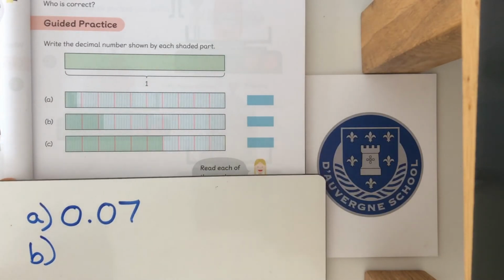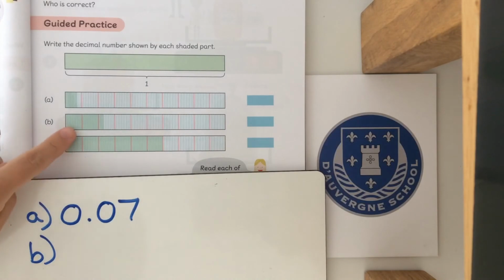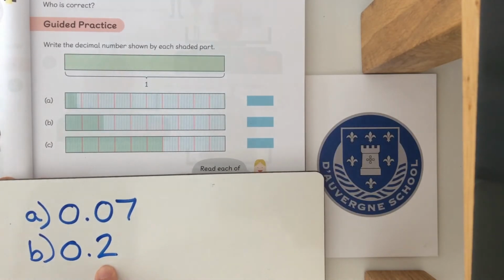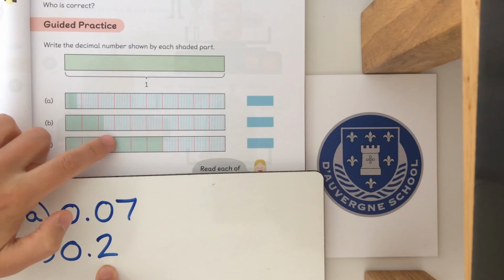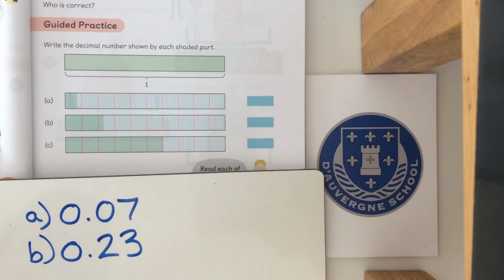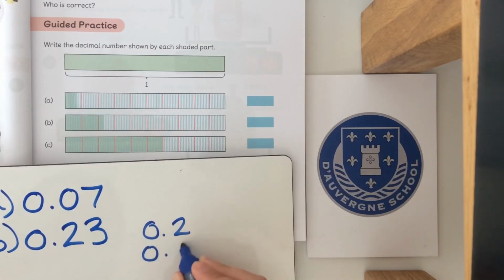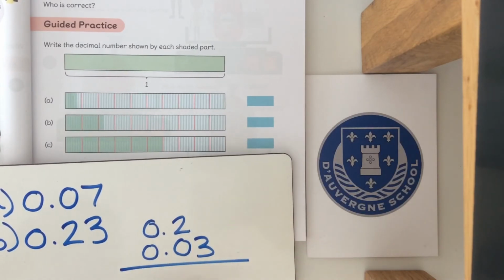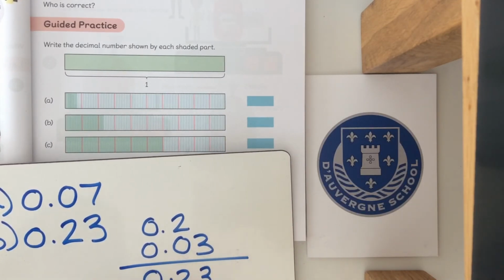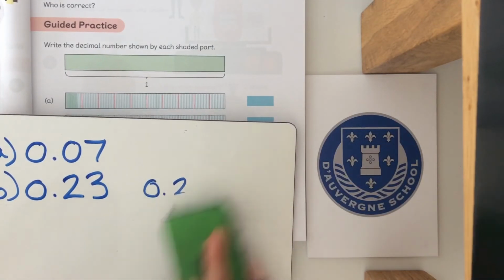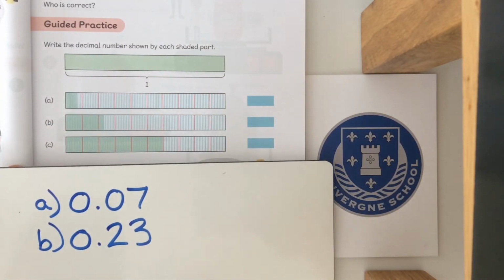For B, I'm going to count the tenths that are coloured in first, because we've got 1/10, 2/10, which I know is written as 0.2 for 2/10, and then I've got an extra 1, 2, 3 hundredths. So it's 0.23. We had 2/10 coloured in, and then an extra 3 hundredths, and if we add those together, we have 0.23. If that's easier for you, then do it that way.